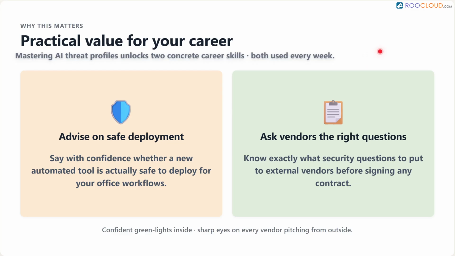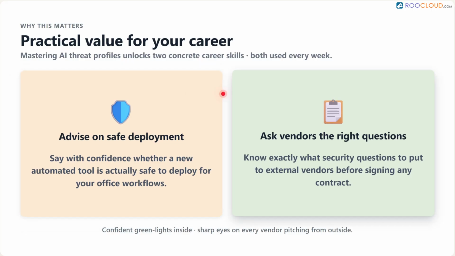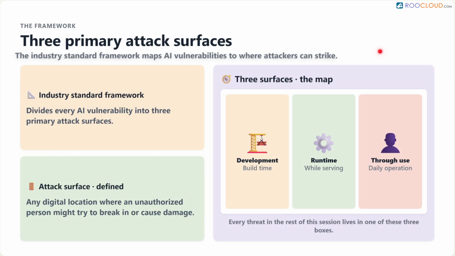Understanding these threat profiles has immense practical value for your career. By mastering these concepts, you will be equipped to advise your organization on whether a new automated tool is actually safe to deploy for office workflows, and you will know exactly what security questions to ask external vendors before signing a contract. The industry standard framework divides artificial intelligence vulnerabilities into three primary attack surfaces.